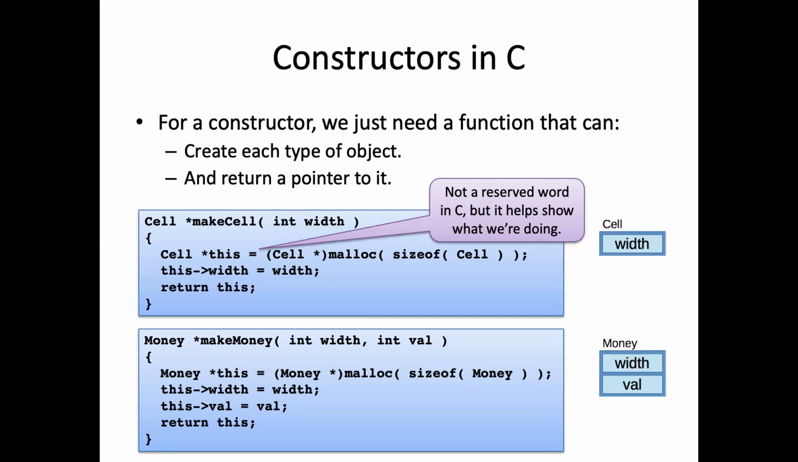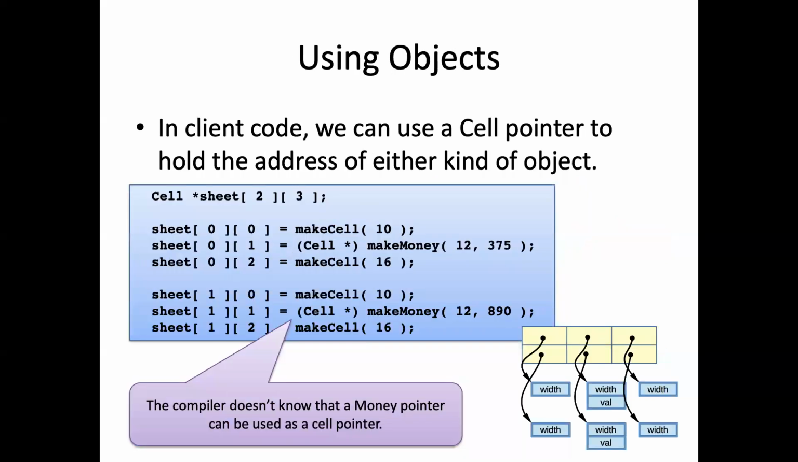So here's how we could make objects with essentially our own fake version of constructors. Here's how client code could use them. Let's say we're going to make a spreadsheet that's got 2 rows and 3 columns. So that's a 2x3 array. Every element of this array needs to be able to hold a pointer to a cell.